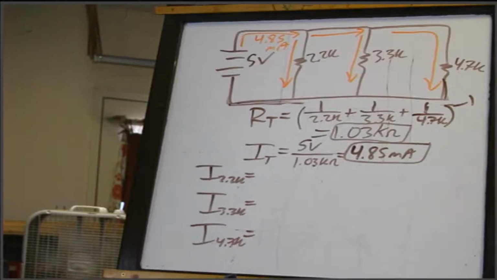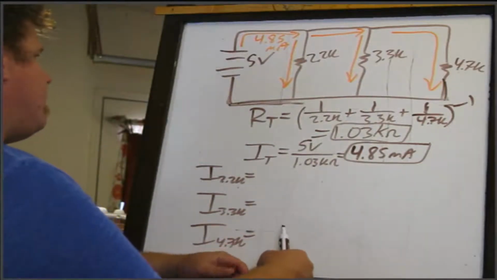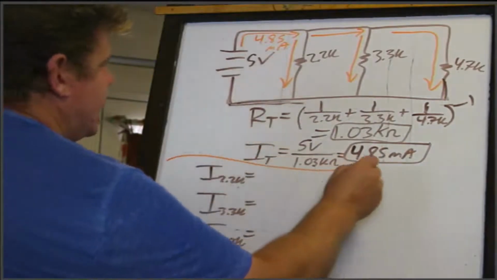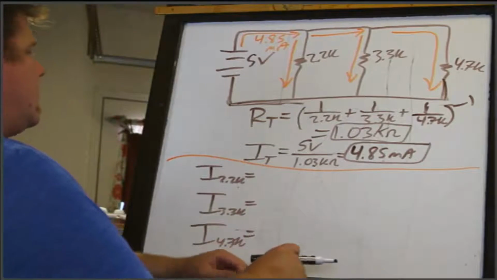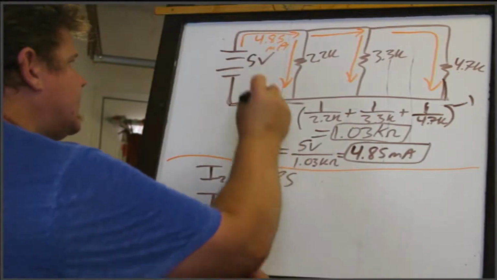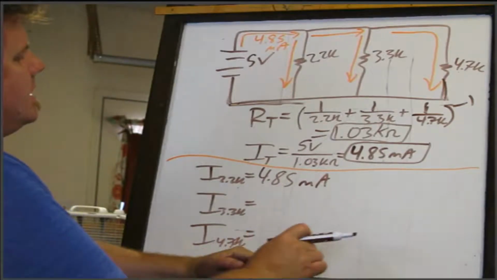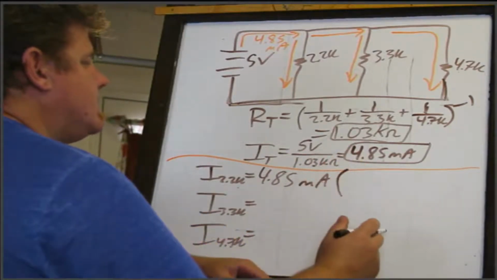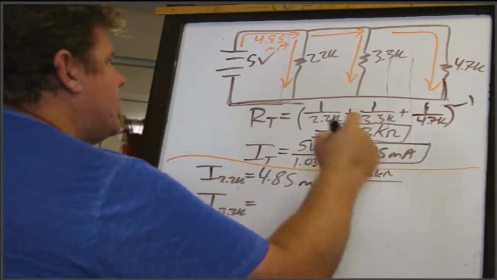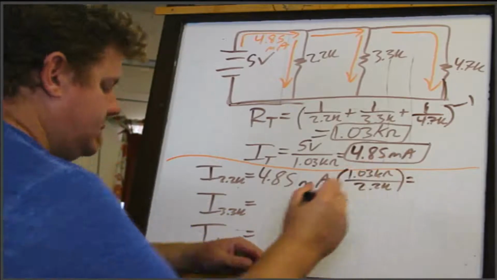Okay. So our total is 4.85 milliamps. Okay, so I'm going to set up the first equation here, and I'm going to put this so that we have this separated. So 2.2K. So that's going to be 4.85, because that's what total comes into the node here, milliamps. And times, that's going to be the total of 1.03 kilo ohms over 2.2 kilo ohms. Okay, that's the first calculation.